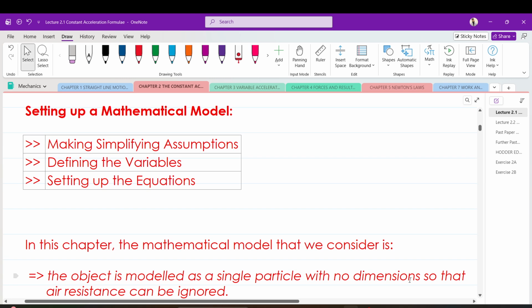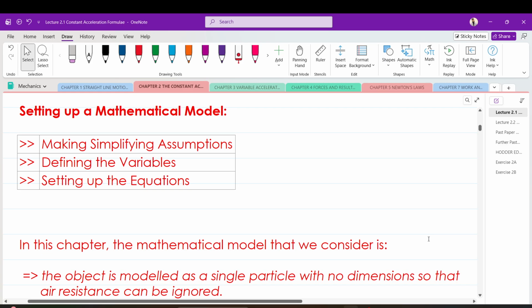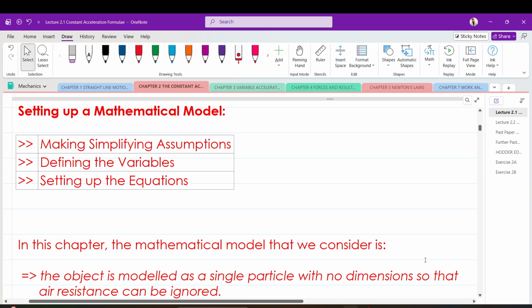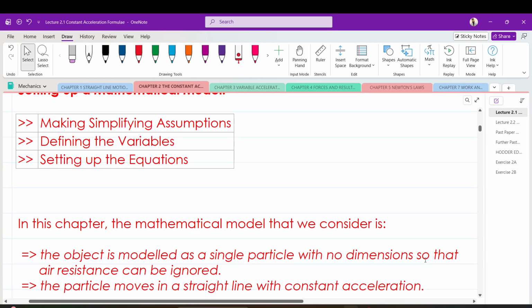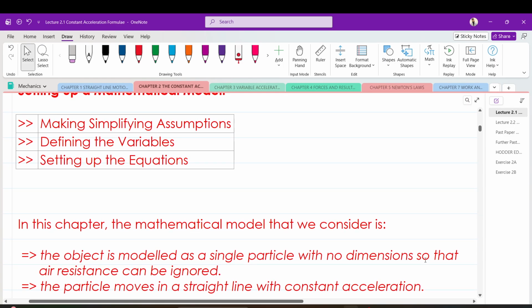Now, in this chapter, the mathematical model that we consider is that the object is modeled as a single particle with no dimensions, so that air resistance can be ignored. The second assumption is that the particle moves in a straight line with constant acceleration. So we are only considering motion in a straight line. There is no circular motion involved in our mechanics. So we'll only be dealing with straight line motion, which could be horizontal or vertical.